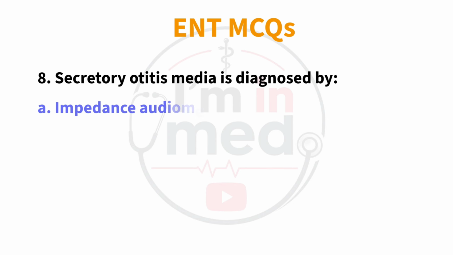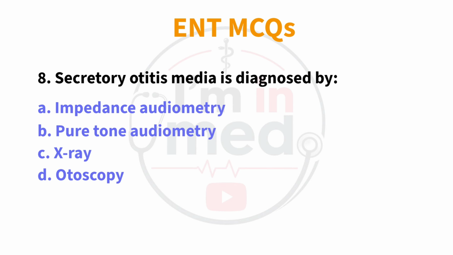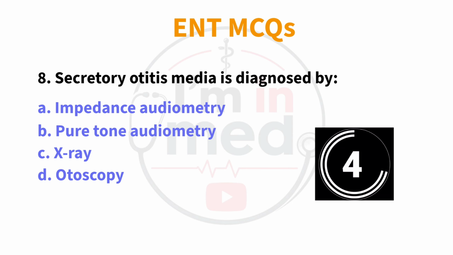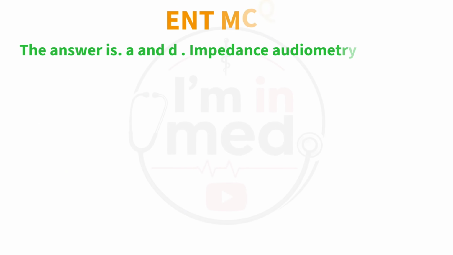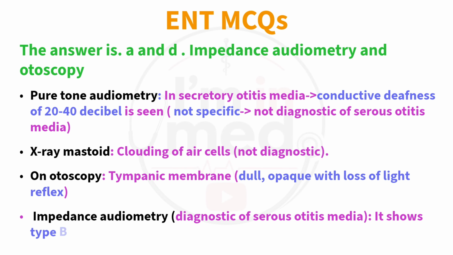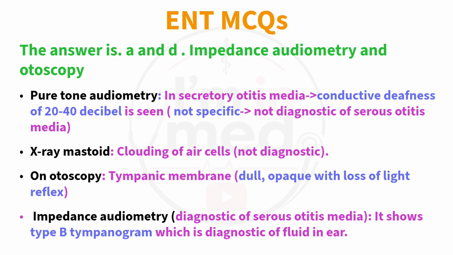Secretory otitis media is diagnosed by: A. Impedance audiometry, B. Pure tone audiometry, C. X-ray, D. Otoscopy. The answer is A and D: impedance audiometry and otoscopy. Pure tone audiometry gives information about the quantity and quality of hearing loss. In secretory otitis media, conductive deafness of 20 to 40 decibels is seen, which is not specific, as it is seen in many conditions. Therefore, pure tone audiometry is not diagnostic of serous otitis media.